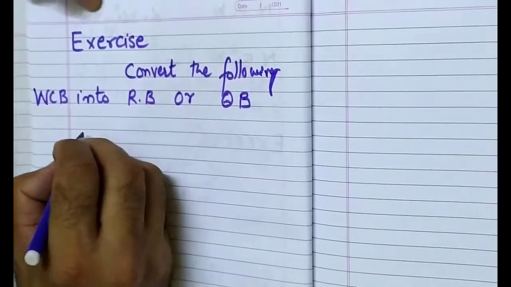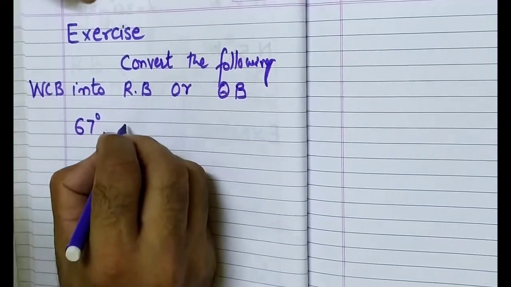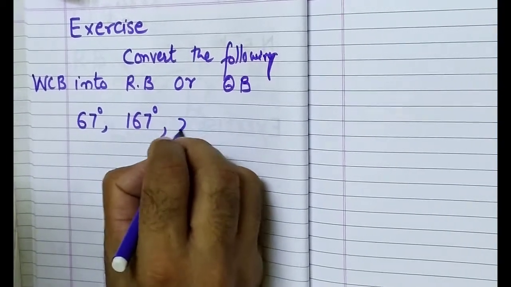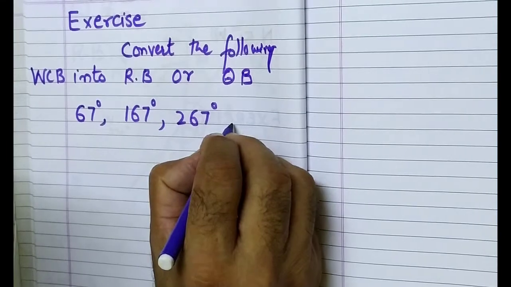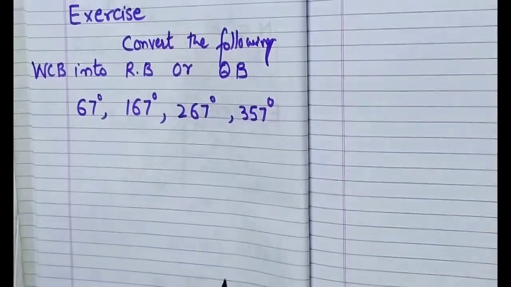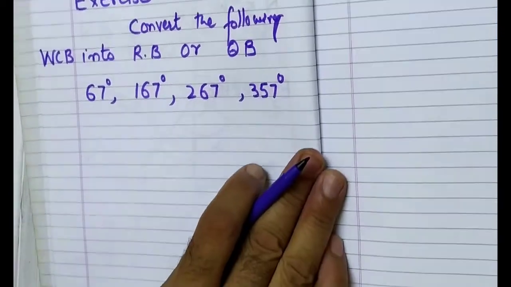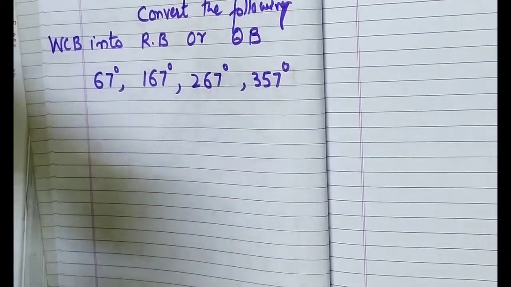Okay, so one angle is 67 degree, then 167 degree, then 267 degree, then 357 degree. So these are the angles we have to convert. First of all, you should try by sketch. The starter will start with the help of sketch.